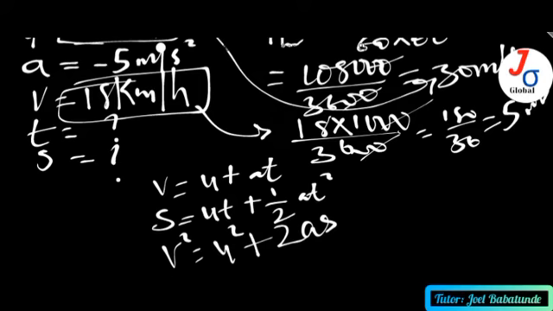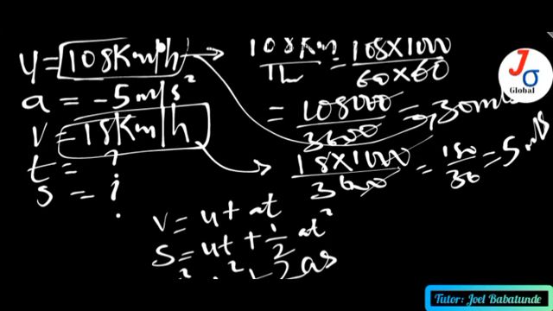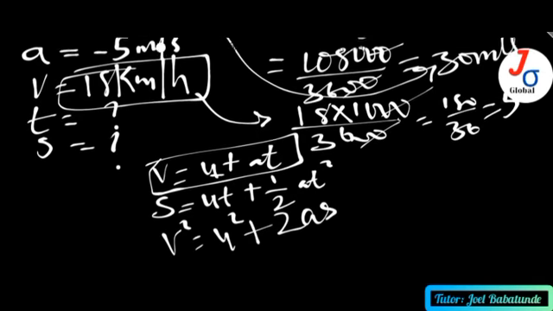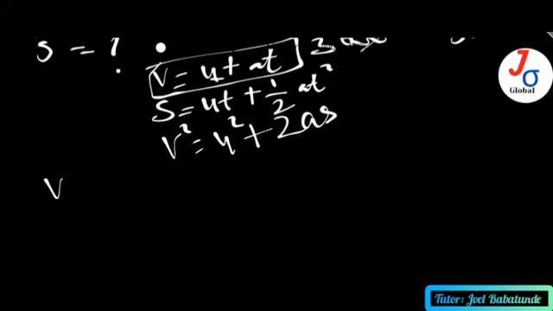Okay, which of these formulas should we use? We're looking for time. Do we have V? Yes. Do we have U? Yes. Do we have A? Yes. We're looking for T, so we're going to use this formula. Okay, good. So V equals U plus AT.